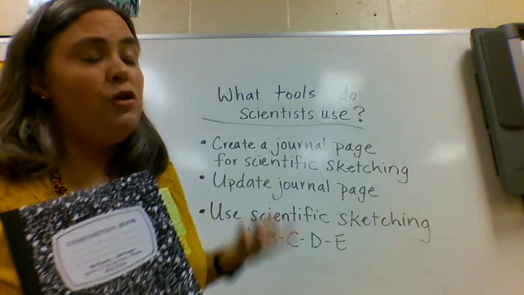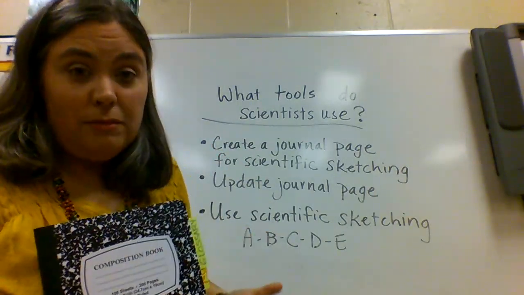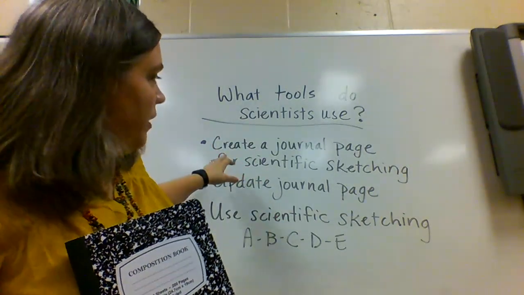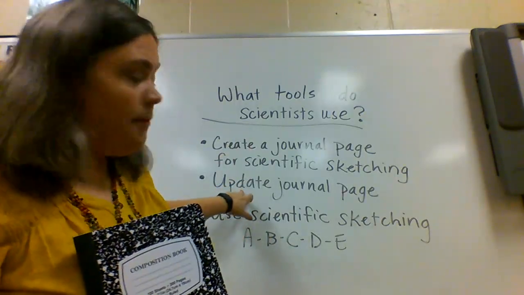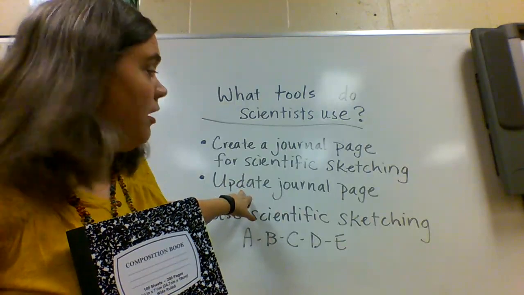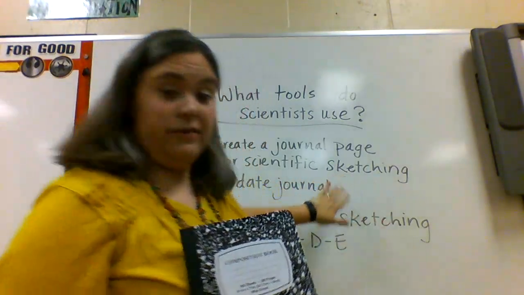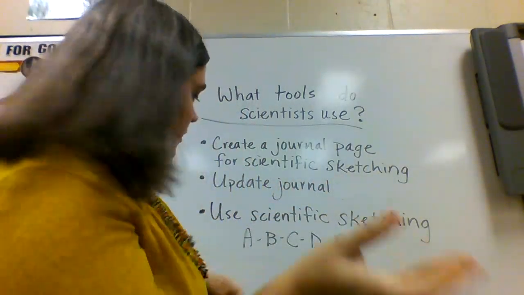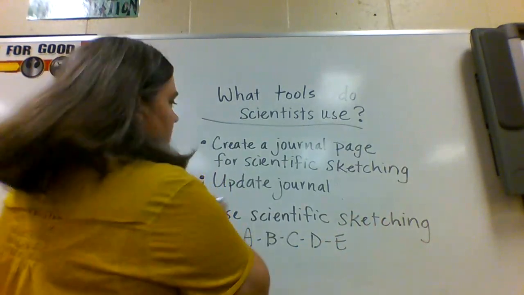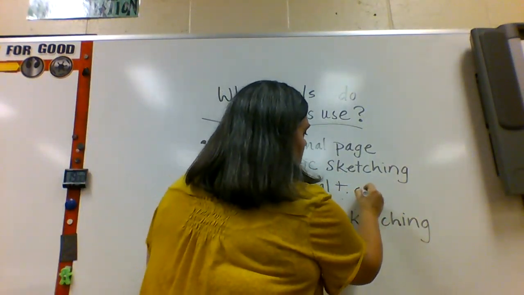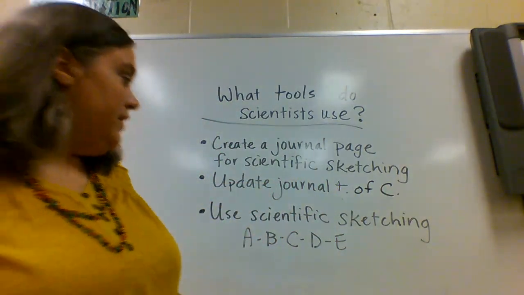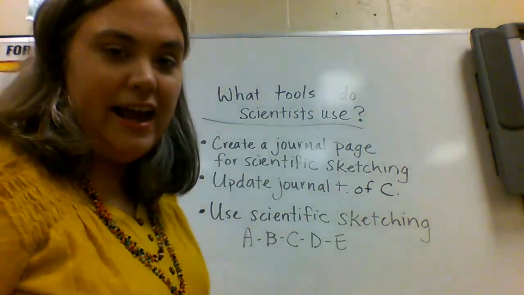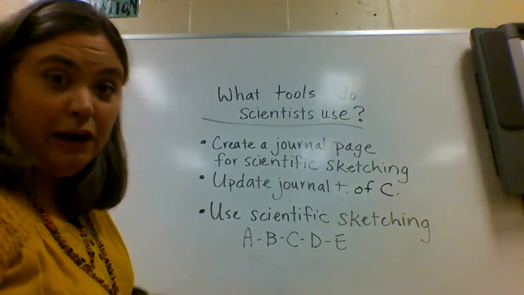And we are going to know we have accomplished something, we have been successful, when we create a journal page for scientific sketching. We update the journal page in the journal table of contents, right? Let me fix that. Table of contents. And we use scientific sketching, in particular, the A, B, C, D, and E rule.